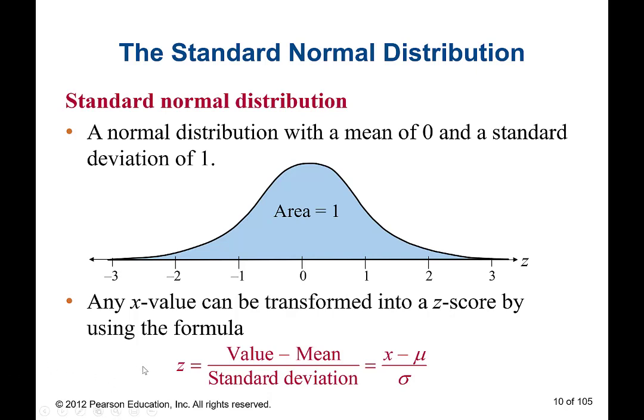First, we have to create a special label for random variables that are standard normals. And the label we have chosen is the z. So if you see z as a random variable, it's a standard normal random variable.